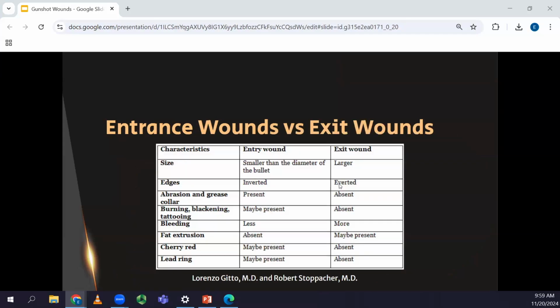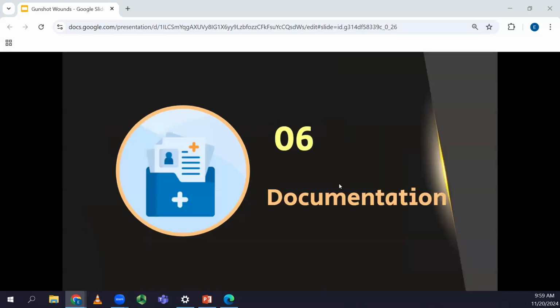It's just a quick summary of what entry wounds versus exit wounds look like. For the most part, the edges will be inverted for entrance. In an exit wound, they'll be everted. You will likely see soot or blackening, burning, tattooing, stippling, all those other things in entry wounds, but you'll never see those in exit wounds. And of course, you can see tissue actually exiting the wound in an exit wound.